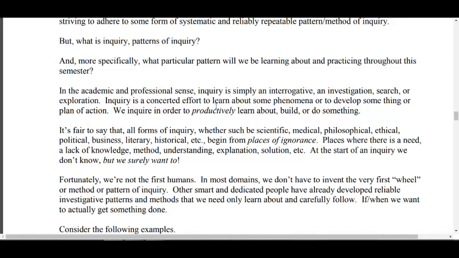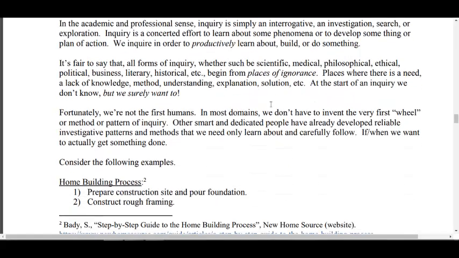It's just a concerted effort to learn about some phenomena, or to develop something or a plan of action. We inquire in order to productively do those things. If we're confronted with a big problem, we look at it and we create stepwise ways to work into it and make sense of it, so that then we can offer suggestions or overcome the difficulties.